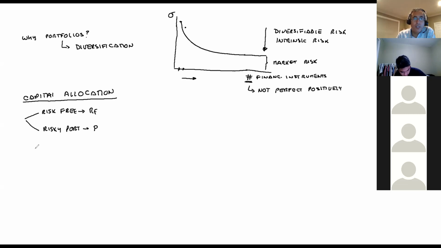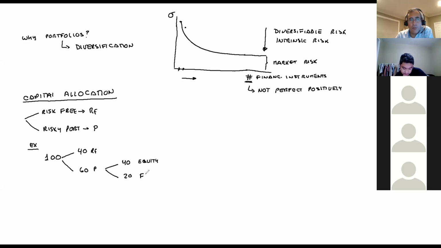So assume that I have $100. And then from this $100, I will invest 40 at a risk-free, and I will invest 60 at the risky portfolio. I don't want to mix risk-free, so I will say P, just to be consistent with P. Now, guys, assume that this risky portfolio has, let's say, 40 in equity. And let's assume that it has 20 in fixed income.